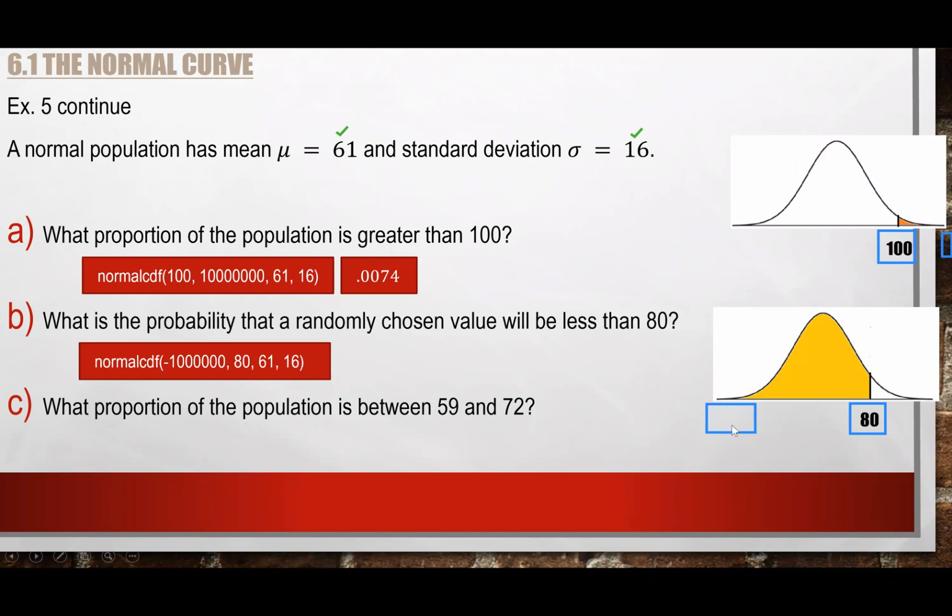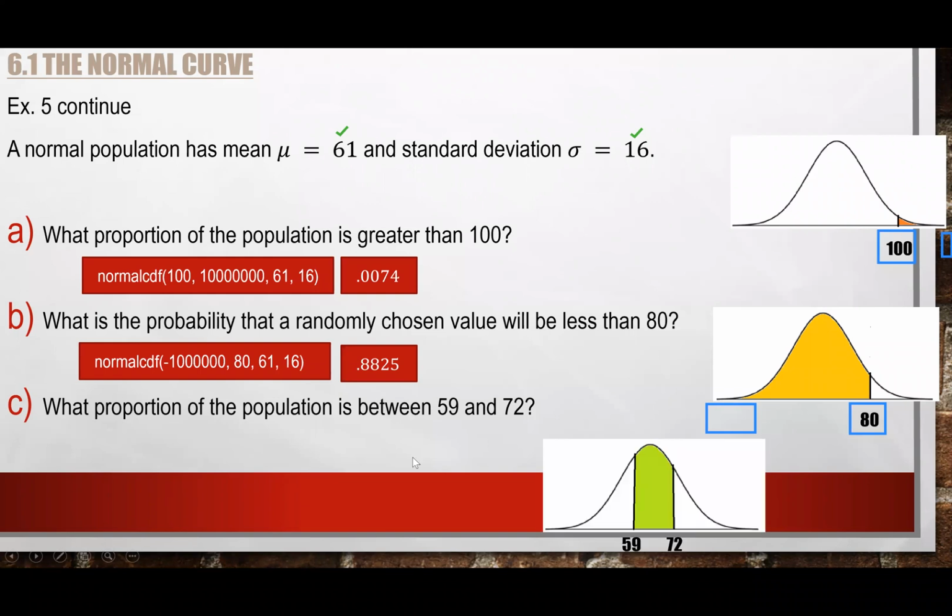My lower limit is some negative humongous number, in this case, negative 1 million. My upper limit, the last item I have, is 80. My mu is still 61, and my standard deviation is 16. And again, if you type it in, you will get 0.8825.